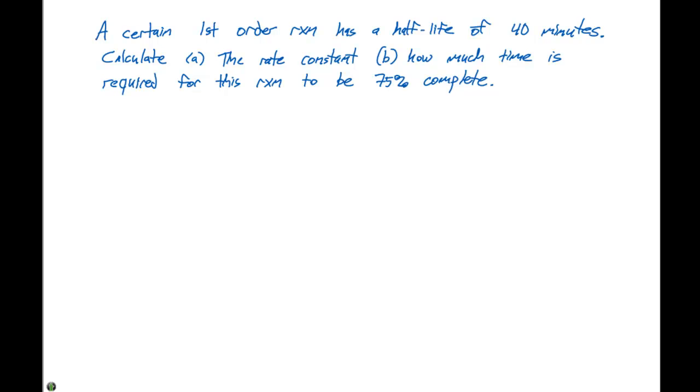A certain first-order reaction has a half-life of 40 minutes. Calculate A, the rate constant, and B, how much time is required for this reaction to be 75% complete.